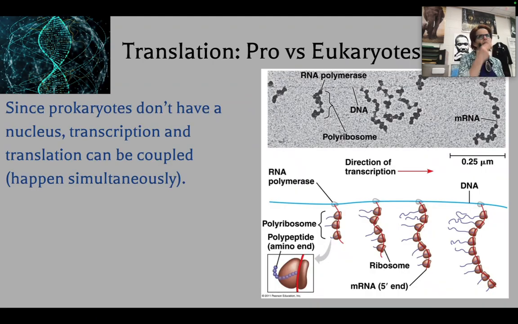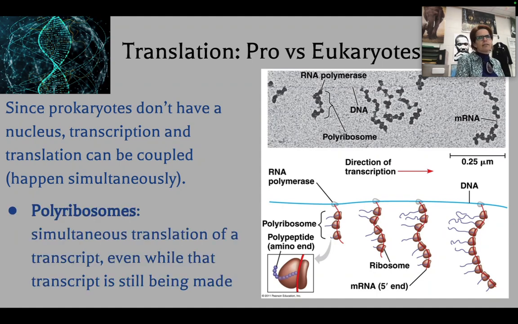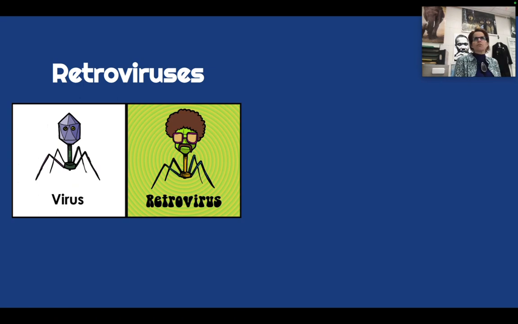Since prokaryotes don't have a nucleus, transcription and translation are coupled. They happen simultaneously, so we call that process polyribosomes. There's the simultaneous translation of a transcript even while the transcript is still being made. So you have many, many ribosomes already working on the one RNA. We don't have to wait for it to leave the nucleus. We don't have to wait for introns and exons and all that stuff right away. So bacteria are incredibly efficient. They can reproduce every 20 minutes. This is part of the reason why they're so efficient.